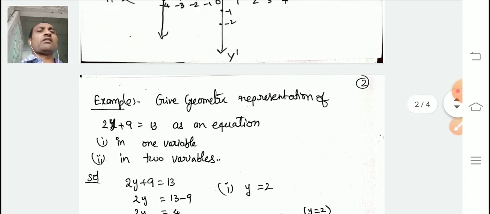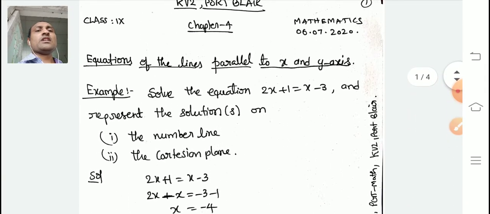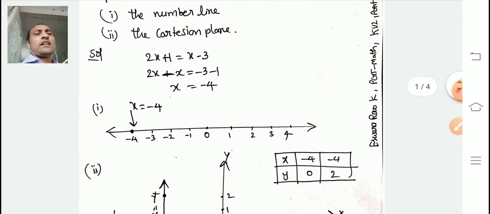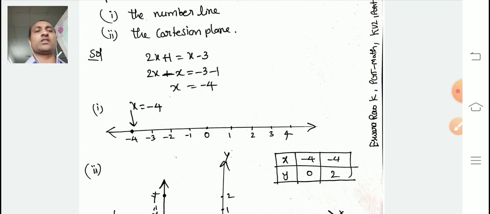You can easily solve all the questions of exercise 4.4, because they are number line and Cartesian plane questions only. I have sent you the solutions for all the exercise questions through the WhatsApp group. Go through all the solutions, take them as reference material, and try to solve all exercise questions as soon as possible. And this chapter is done. We have done this chapter completely.